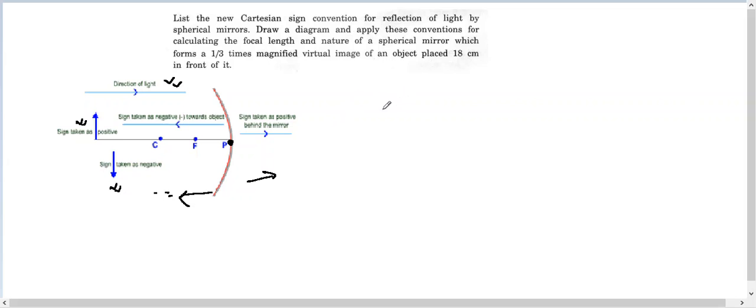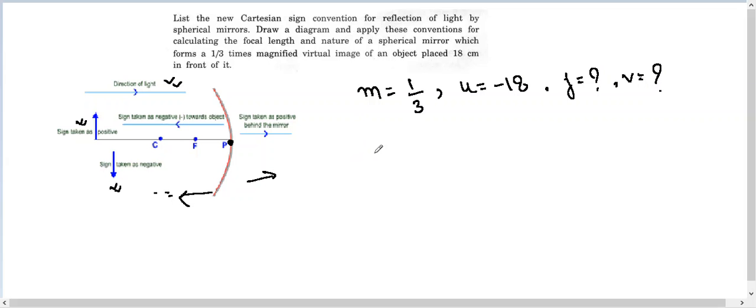Now, as per the numerical, the following data is given to us. That is, the magnification is 1/3, and the object distance is given to us as -18. We have to find out the focal length and also the image distance. So we know that because it is a mirror, magnification is given by -v/u, which implies 1/3 is equal to -v upon -18.